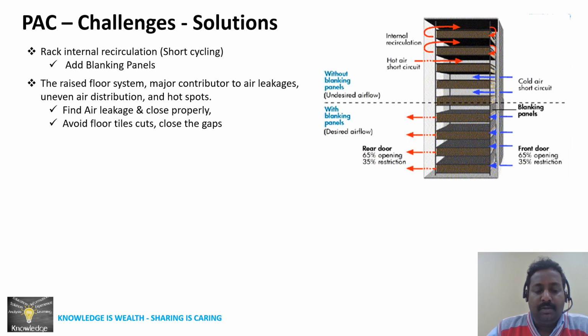Next is the raised floor system, where the major contribution is air leakage. Air leakage is a major issue through cut tiles or doors nearby. Those are the areas where major air leakage will happen, so we need to close them properly, and unwanted tile cuts have to be avoided. If they are already there, we need to replace them or close the gap to stop air leakage.